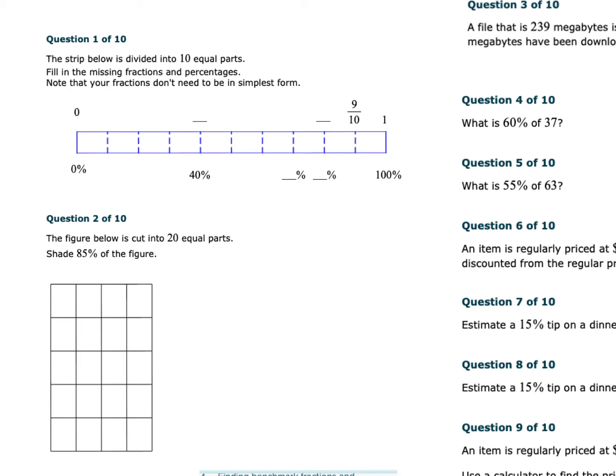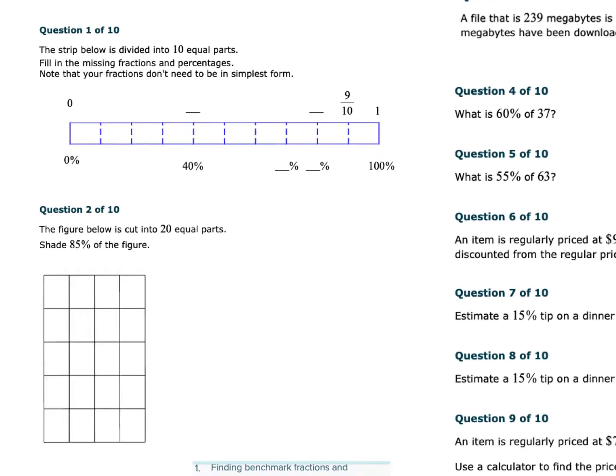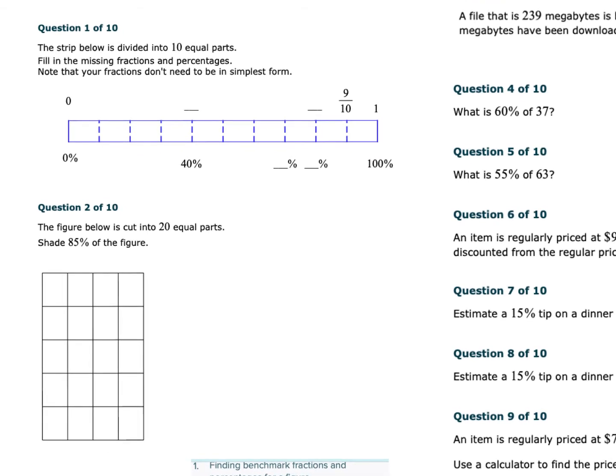Let's jump in. The strip below is divided into 10 equal parts. Fill in the missing fractions and percentages. Note that your fractions don't need to be in simplest form. So looking at this, each of these lines represents 1/10. So 1/10, 2/10, 3/10, 4/10, 5/10, 6/10, 7/10, 8/10, and then we already have 9/10 and 10/10, which is one whole.